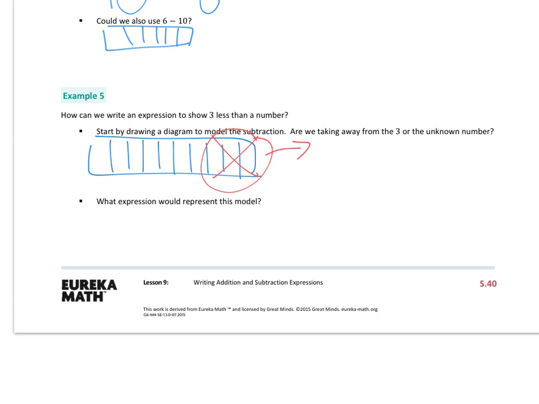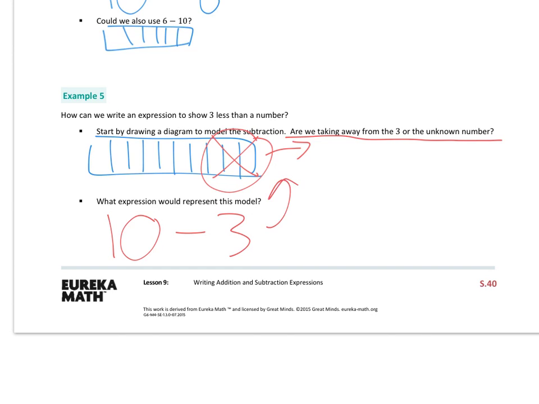You could be thinking, okay, 3 less than 10, that's going to be 7, right? So we're definitely taking 3 away. It says, are we taking away 3 or the unknown number? We're taking away 3. We're saying we're going to get rid of this 3. So that expression would be 10 minus 3.